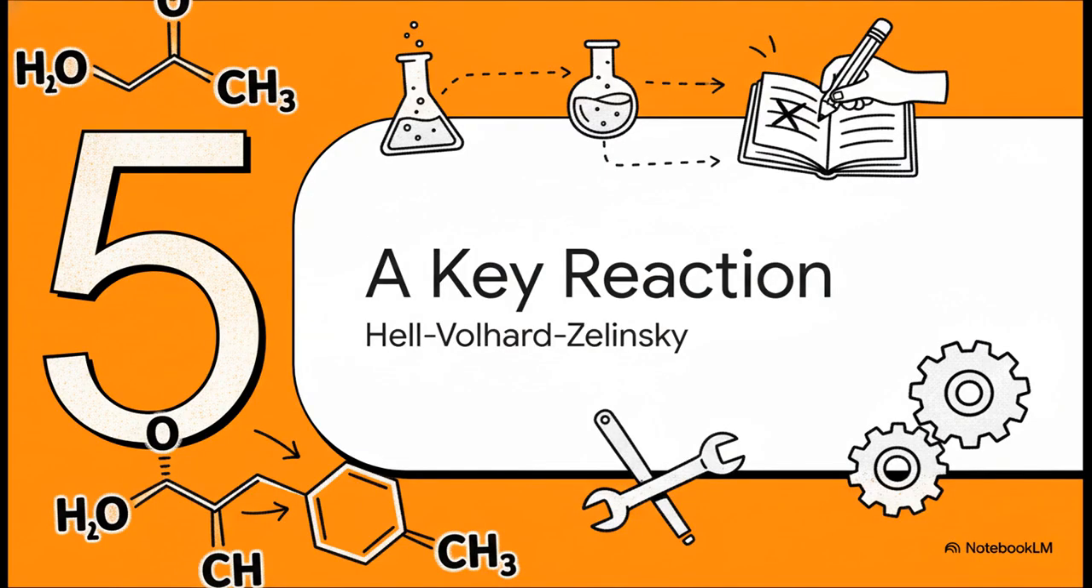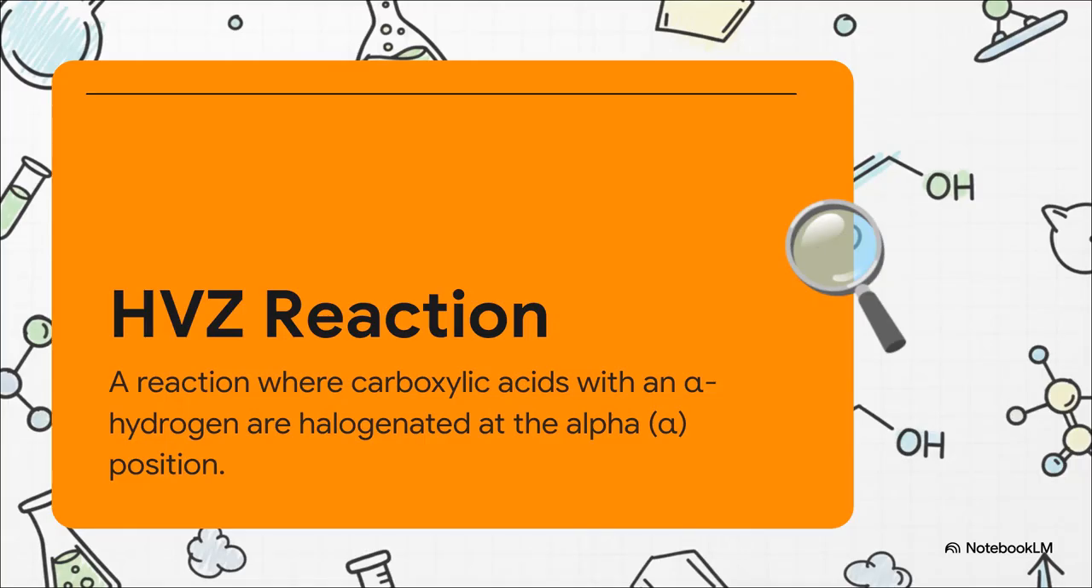Speaking of unique properties, let's talk about a classic reaction that is an absolute favorite on exams. It has a pretty intense name, the Hell-Volhard-Zelinsky reaction, or HVZ for short. It's a really powerful tool that's specific just to carboxylic acids. The whole trick of the HVZ reaction is that it lets us stick a halogen atom, like bromine or chlorine, onto the alpha carbon. That's the carbon right next door to the carboxylic group. This is a super useful move in organic synthesis, but it only works if that carboxylic acid has at least one alpha hydrogen to begin with.